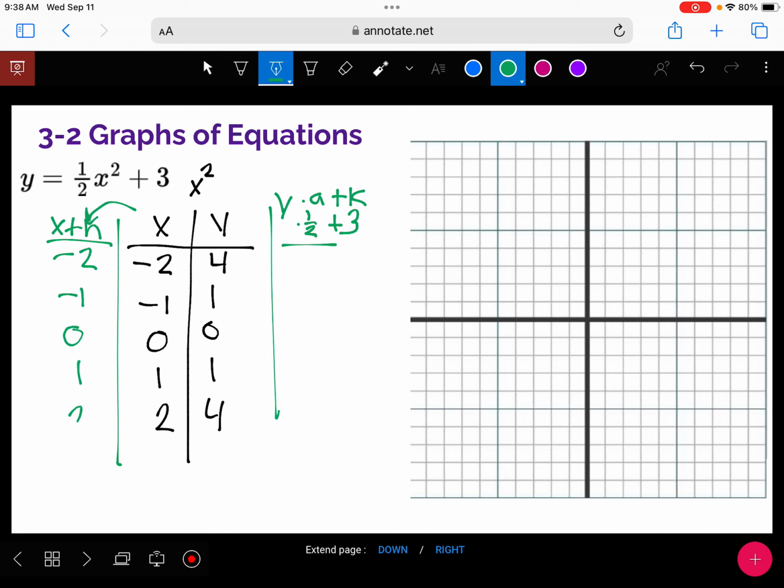You don't have to necessarily write these out if you don't need to. So if I take 4 times 1/2, what do we get? 2. Plus 3. 5. 1 times 1/2. Plus 3.